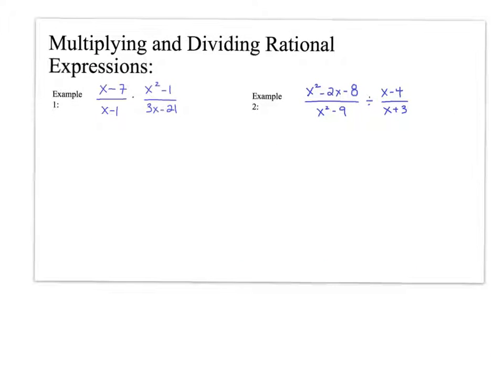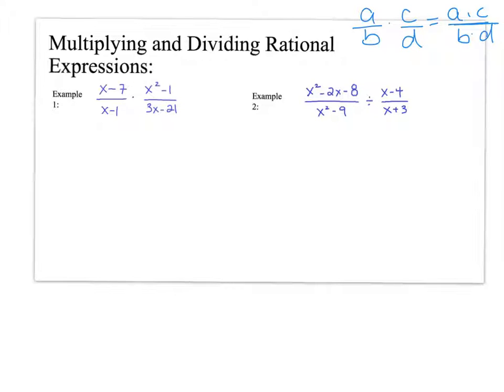The next skill we're looking at is multiplying and dividing rational expressions. So in this very first example, we have two rational expressions and they're being multiplied together. Whenever you're multiplying a fraction, a over b times c over d, that's the same as multiplying the top and then multiplying the bottom, all combined into one expression. So that's what we're going to do.